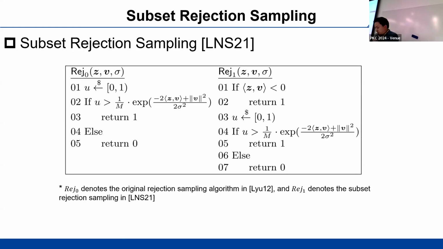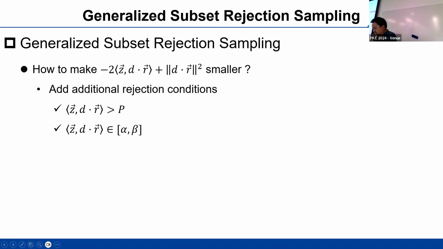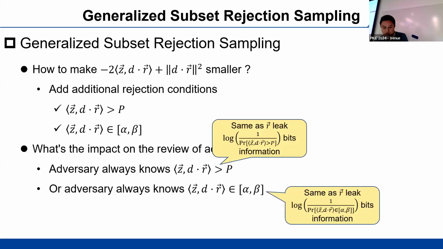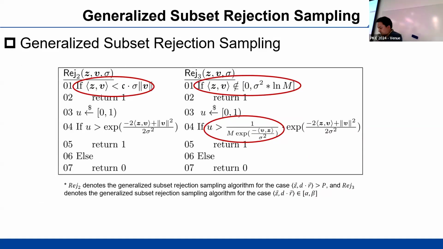So these are the concrete algorithms. We call them Rej0 for the original one and Rej1 for the subset rejection sampling in LNS. In order to achieve better efficiency, we can further set the rejection conditions as the inner product being greater than a positive integer, or even within a positive interval of B. Similarly, these are equivalent to leaking only log of 1 over the probabilities of the conditions happening. In the most extreme case, one can even consider leaking only the total value of the inner product. Based on this idea, we obtain the generalized subset rejection sampling algorithms, Rej2 and Rej3.